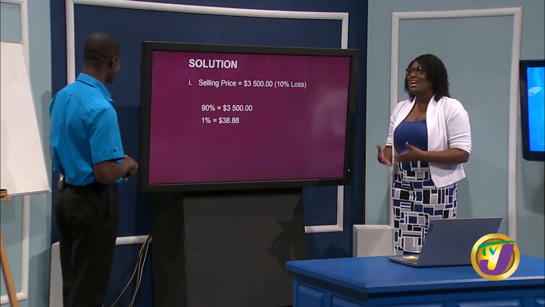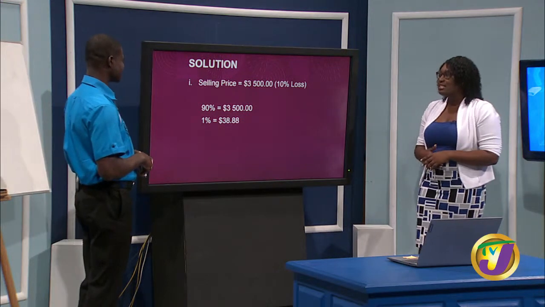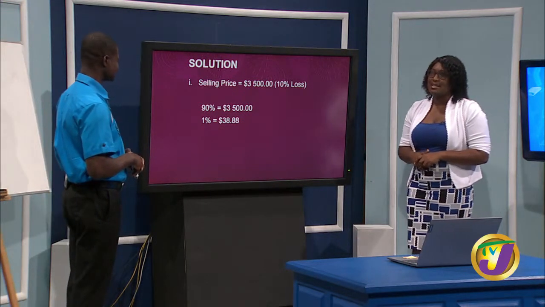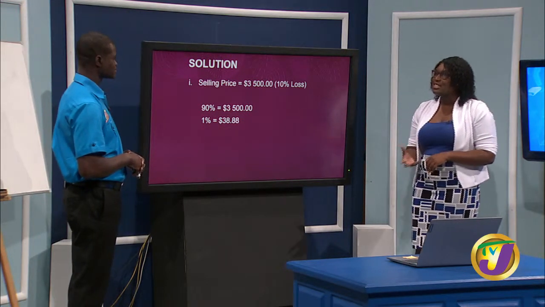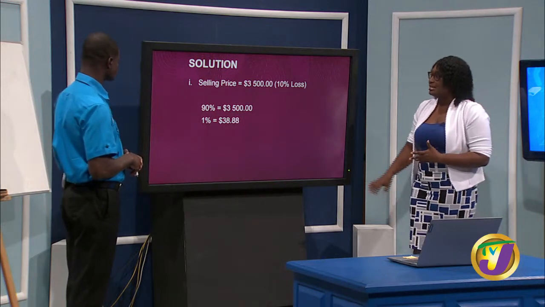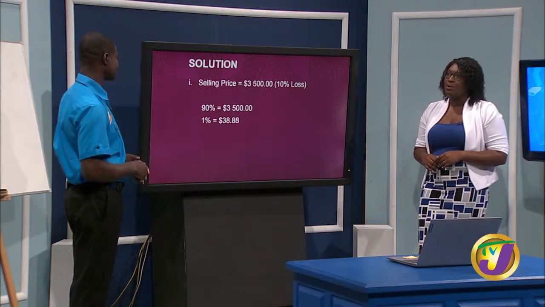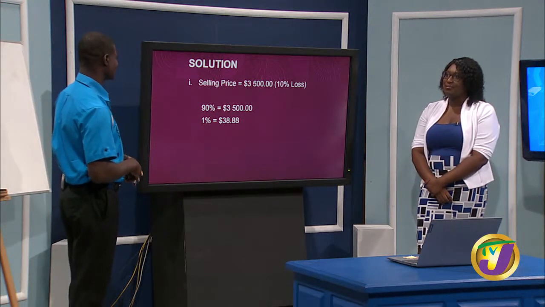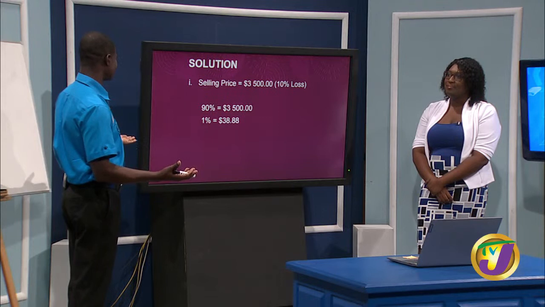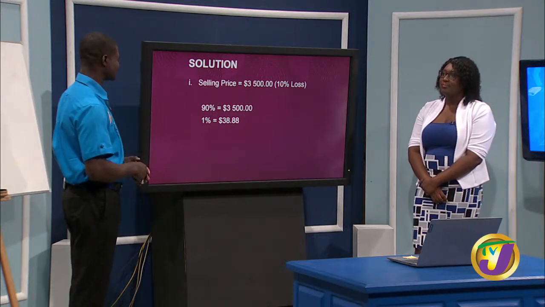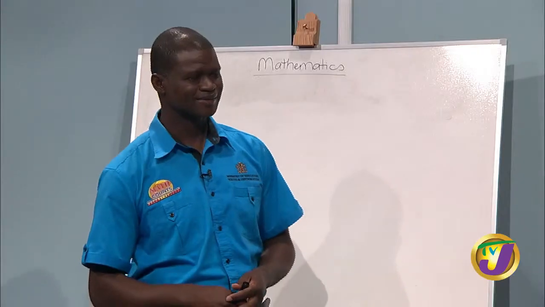3,500 divided by 90 gives us $38.88. So 1% is $38.88. So we know what 1% is. What is 100%? Well, it will just be $38.88 multiplied by 100. Just like that.